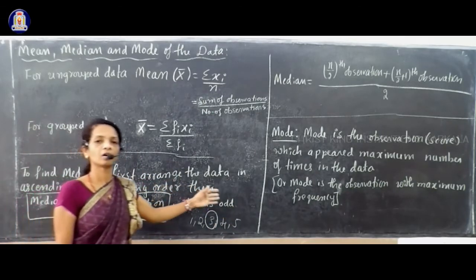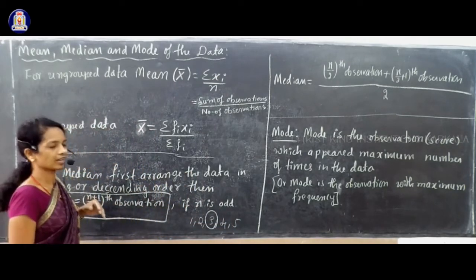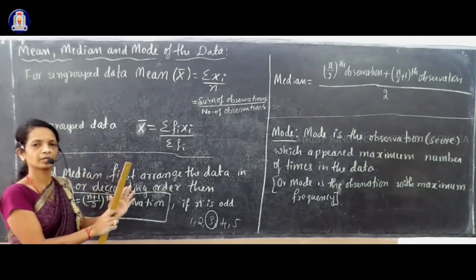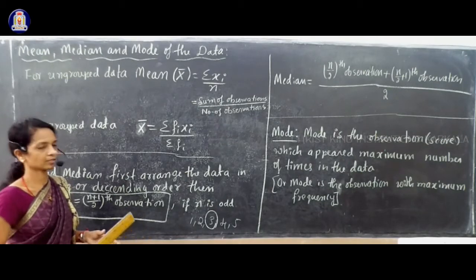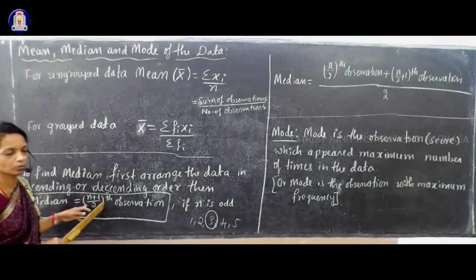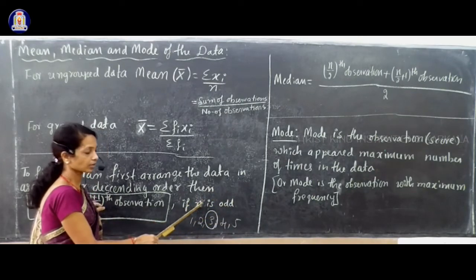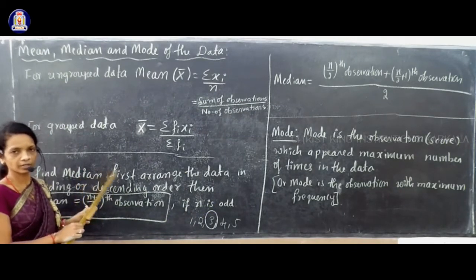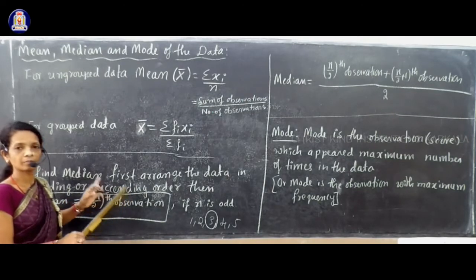Suppose you are given 101 observations, then how to find the median? At that time it is difficult to decide how many data we have to delete in the beginning and how many in the end; it takes much time. So for that reason you have one formula to find the middlemost score. Suppose you are given an odd number of observations. After arranging the data in increasing or decreasing order, the (n plus 1) by 2 th observation will be the middlemost score.